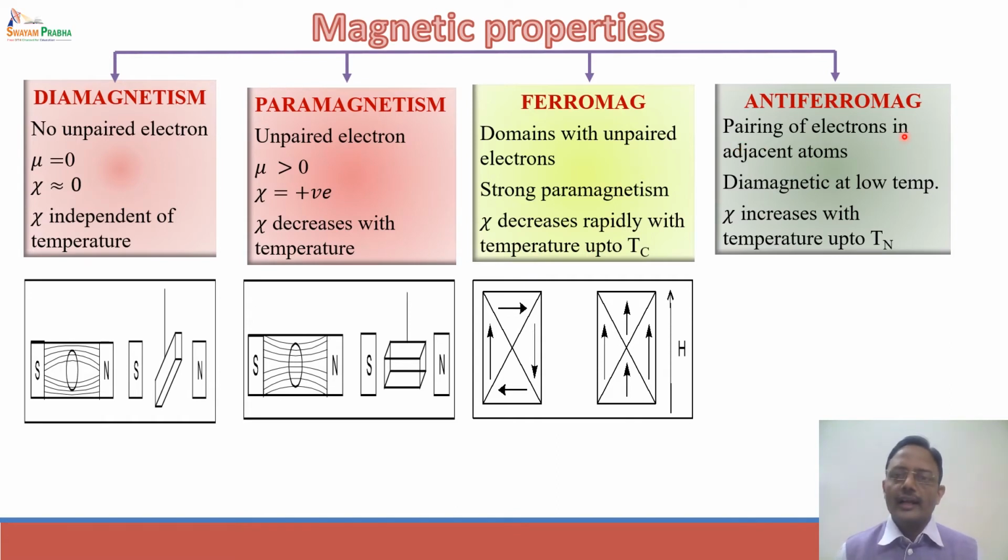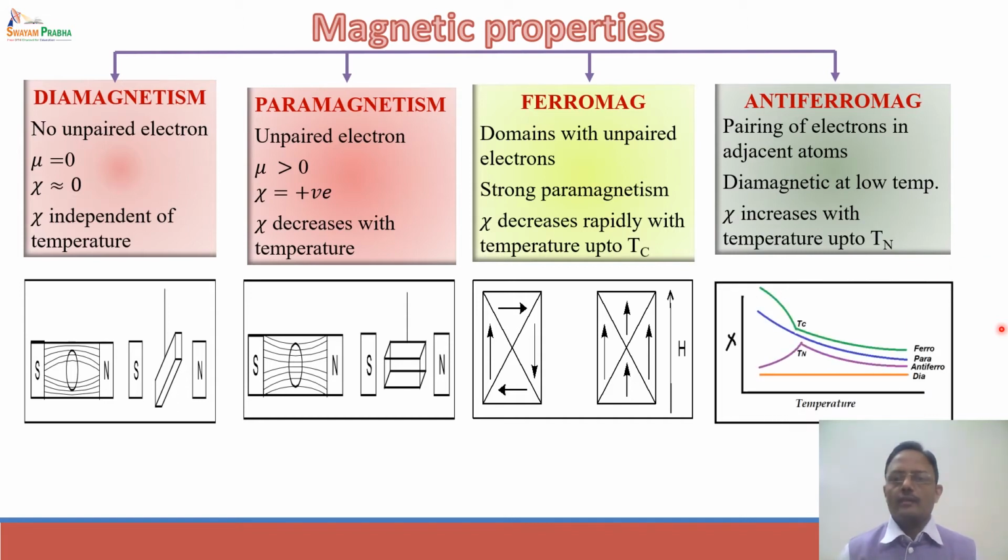See, in antiferromagnetic substances, the electrons are paired in adjacent atoms and the substance behaves as if it is diamagnetic at low temperature. But when you go on increasing the temperature, the value of chi goes on increasing up to a temperature called the Néel temperature, Tn. And after the Néel temperature, it behaves as if it is purely paramagnetic in nature, and hence the chi value goes on decreasing with temperature after the Néel temperature.